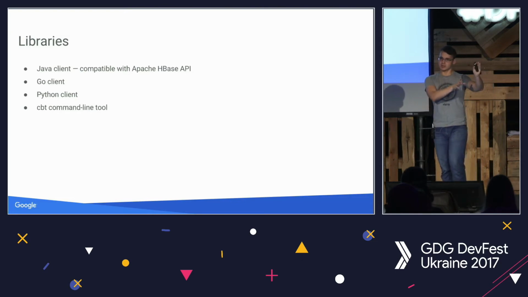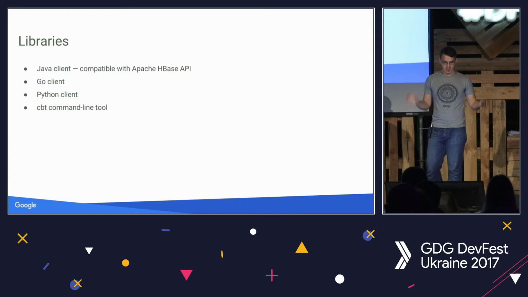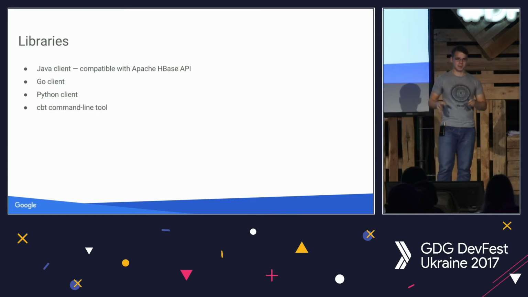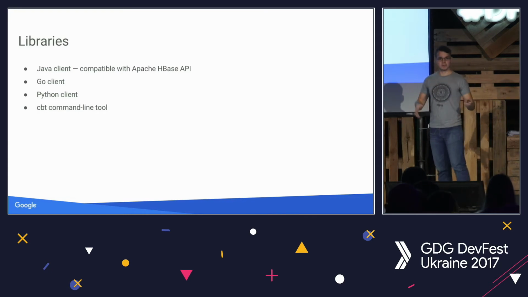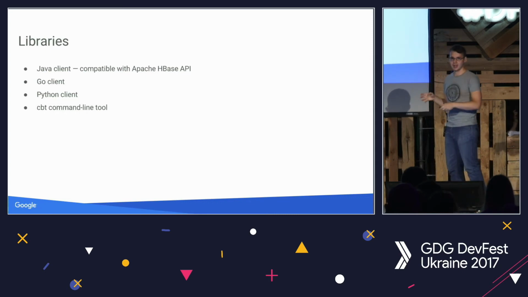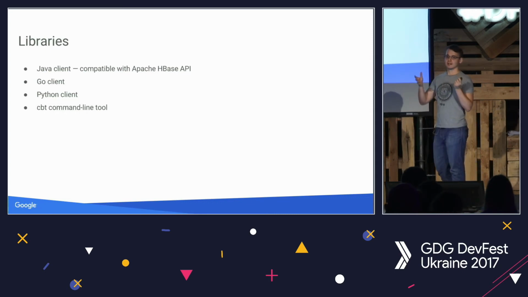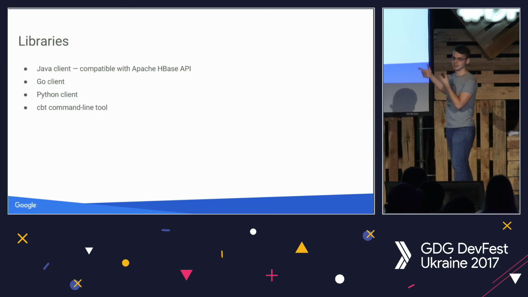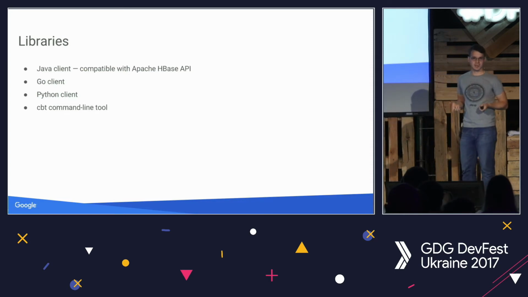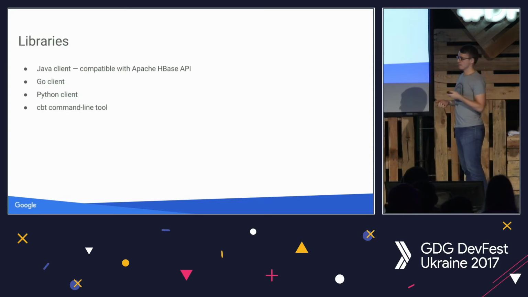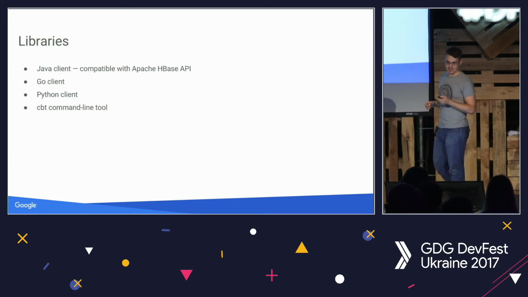Specify Bigtable and use it without changing your code. Second is Go client and Python client. Of course, me personally, because I'm a contributor to Python client, I like the simplicity of Python and the simplicity of using it, specifically for data analysts. And I will show you how easy it is in a second.